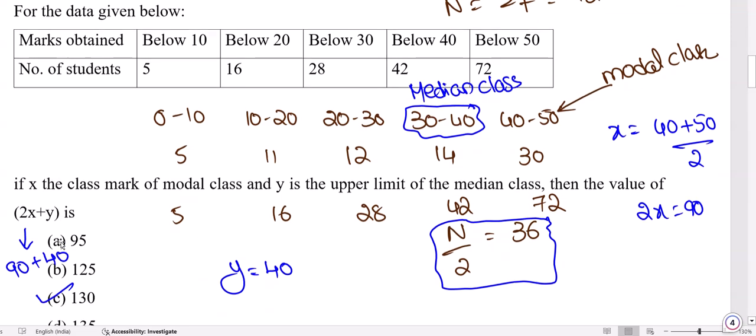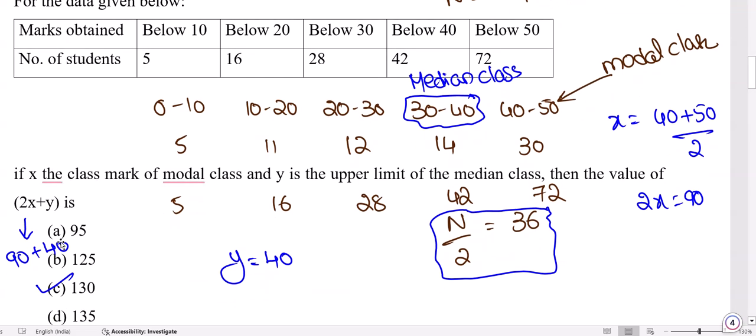Class mark for the modal class here. The modal class is 40 to 50. Class mark for that is lower limit plus upper limit divided by 2. First, I hope you understand modal means more frequently coming, right? So the one with more frequency is the last interval. That's why 40 to 50 is the modal class. Median, this is how you should decide.